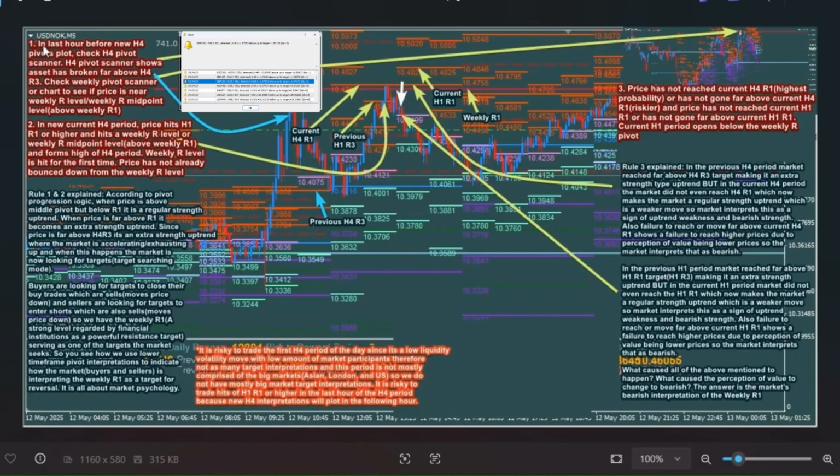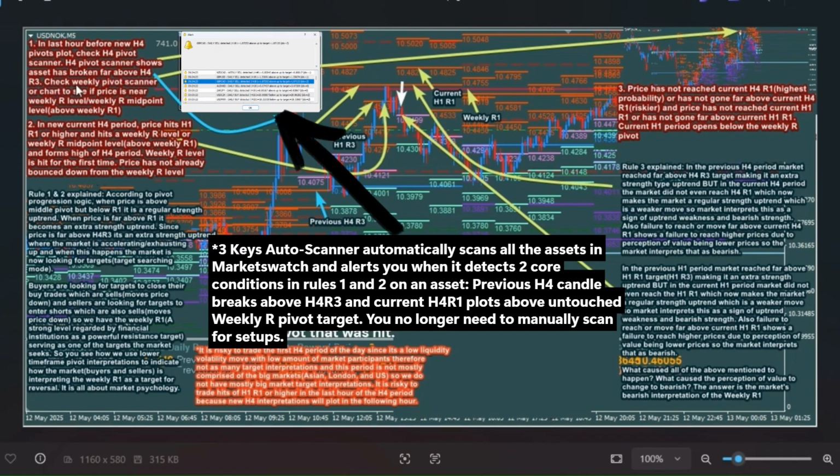Rule number 1, in the last hour before new H4 pivots plot, check the H4 pivot scanner. The H4 pivot scanner shows the asset has broken far above H4 R3. Check the weekly pivot scanner or chart to see if price is near a weekly R level or weekly R midpoint level above weekly R1. Okay?